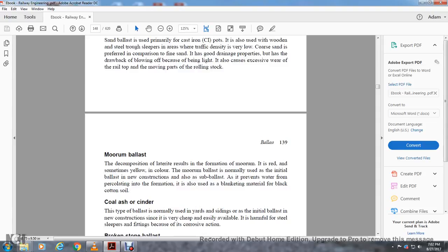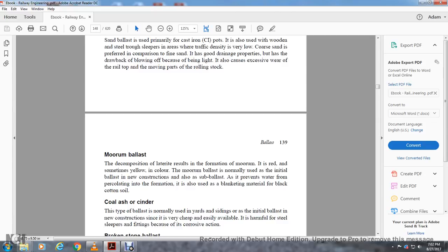Moorum ballast. The decomposition of laterite results in the formation of moorum, red and sometimes yellow, which is called moorum ballast. Moorum ballast is normally used as initial ballast in new construction and also as sub-ballast. It also prevents water from percolating into the formation. It is also used as blanketing material for black cotton soils.